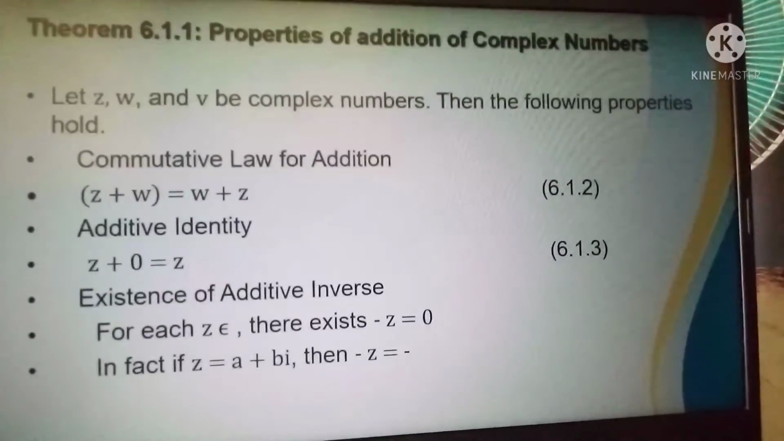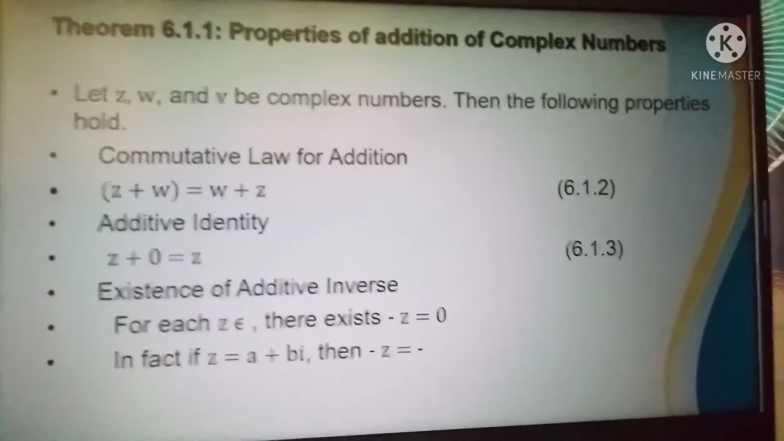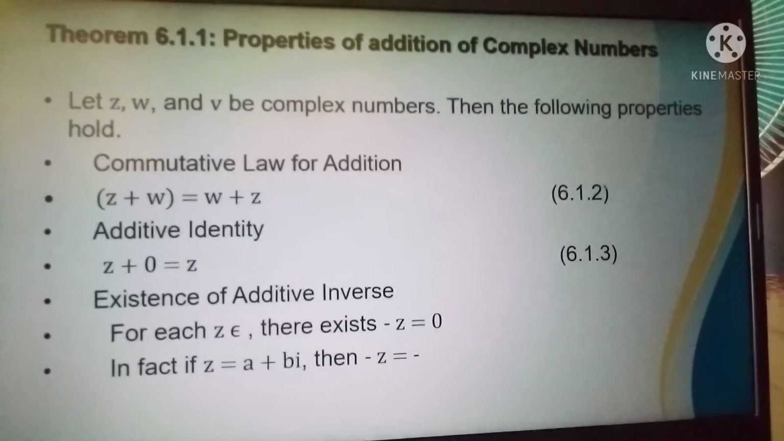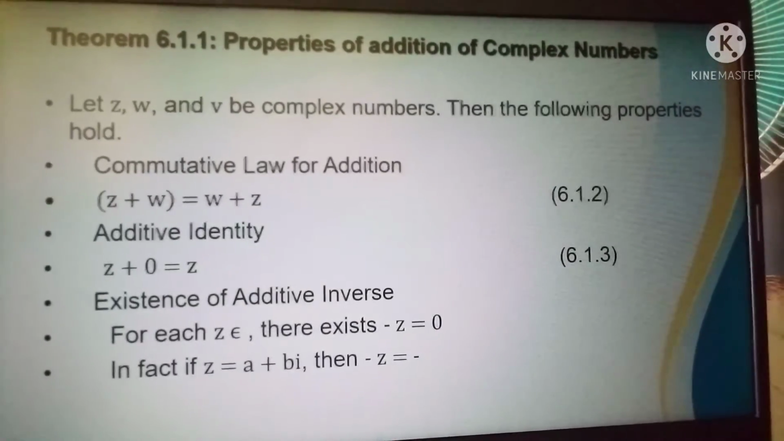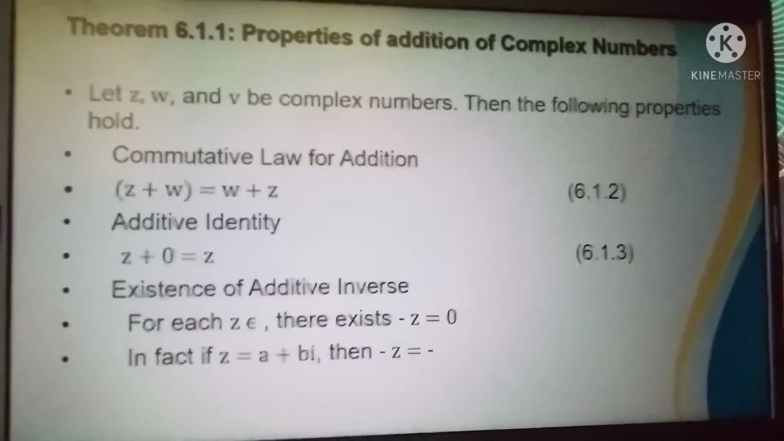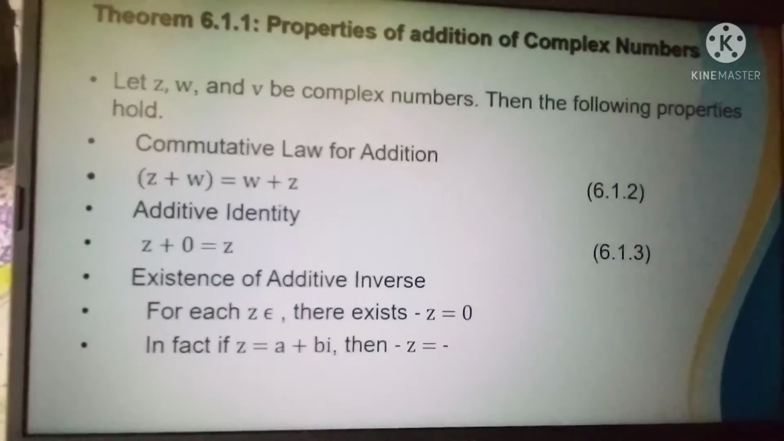And let us know what are the different properties that complex numbers have. So, we have theorem 6.1.1 which is the properties of addition of complex numbers. So, let z, w, and v be complex numbers. Then, the following properties hold.